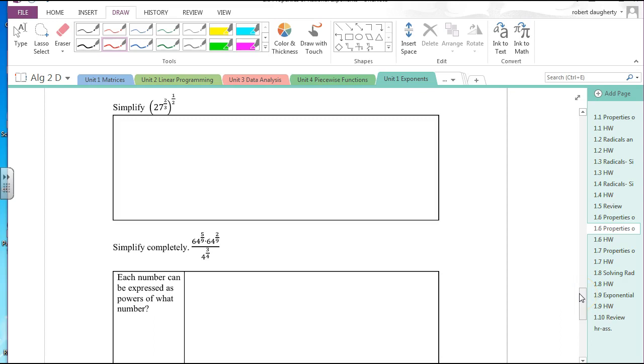Simplify 27 to the 2/3 raised to the 1/2 power. Now in this case, what do I do with exponents? I will multiply them. So this is 27 to the 2/3 times 1/2. So this is 27 to the 2/6 power. You know how to simplify and reduce fractions. 2/6 is 1/3. That's the cube root of 27.